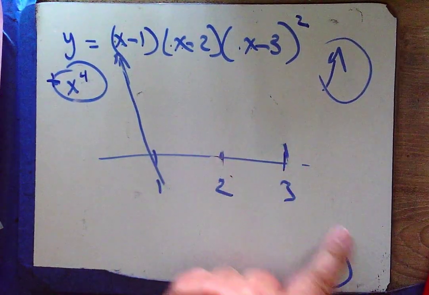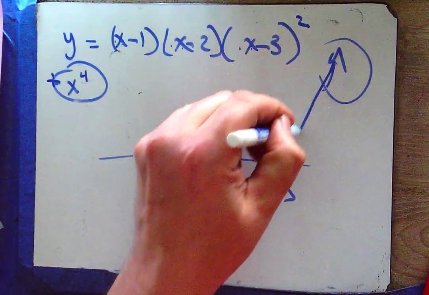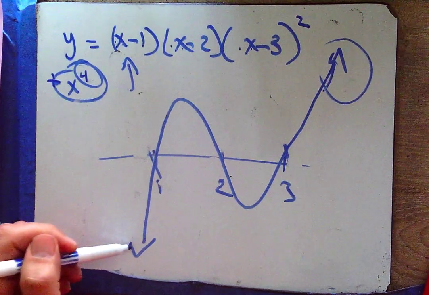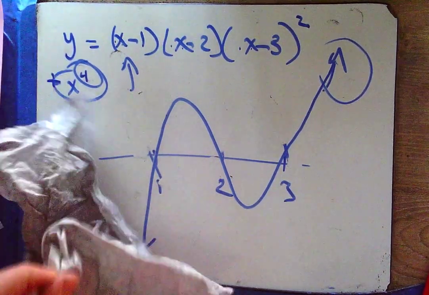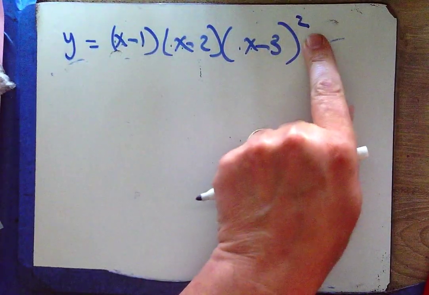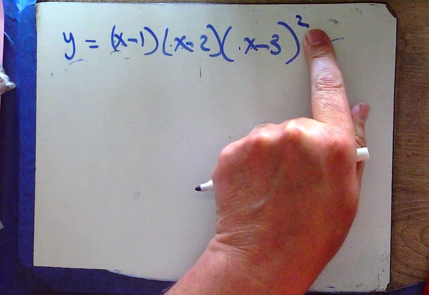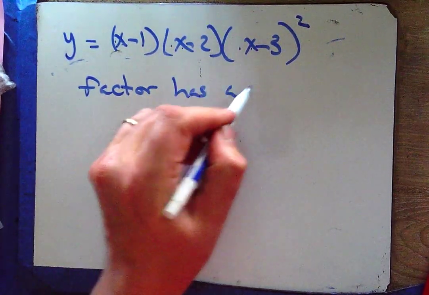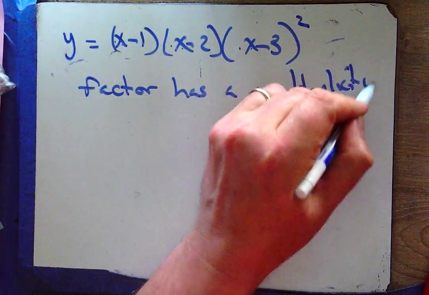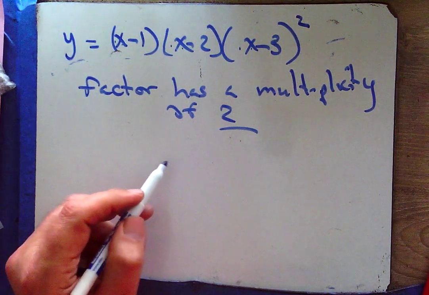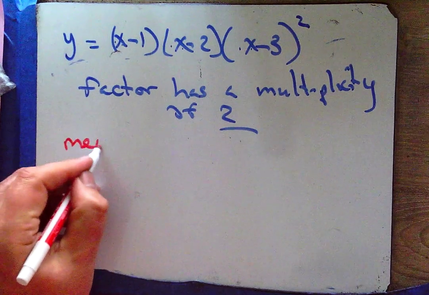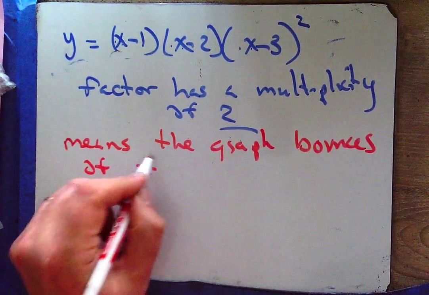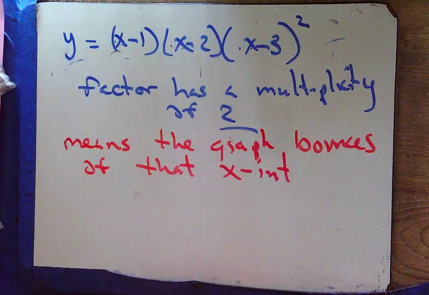Well, wait a minute. Maybe I should try going the other direction. Okay? So I'm starting here and going down through there and up through there. But wait, it's an even degree polynomial, and both ends are supposed to go up, and that's not going up. There's something wrong here. And you know what it is? It has to do with this. See this? We call this a multiplicity of 2. This factor has a multiplicity of 2. And whenever we have an even multiplicity, that means the graph bounces off that x-intercept.